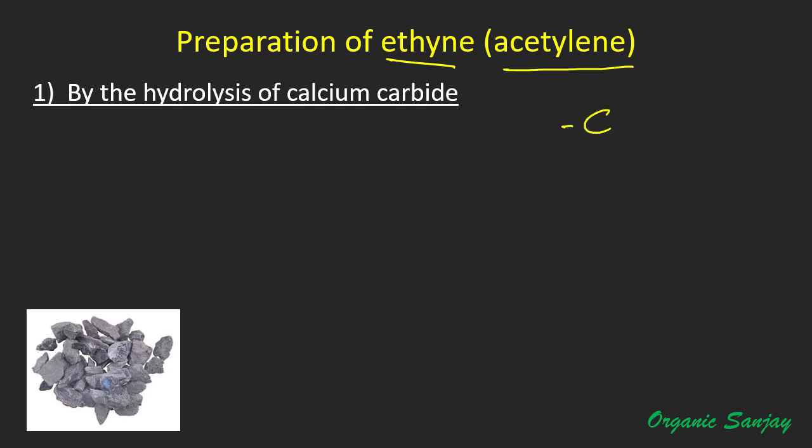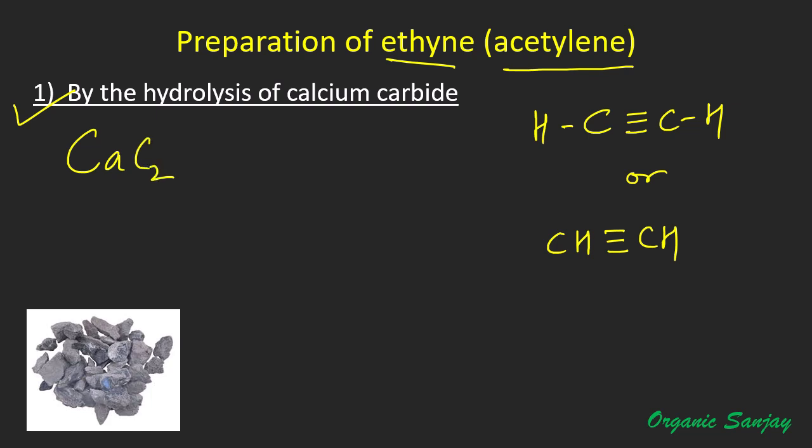So ethyne can be shown in this way, C triple bond C, or you can also show ethyne in this way, CH triple bond CH. Now the first method, that is by the hydrolysis of calcium carbide. Now what is the formula of calcium carbide? The formula of calcium carbide is CaC2.